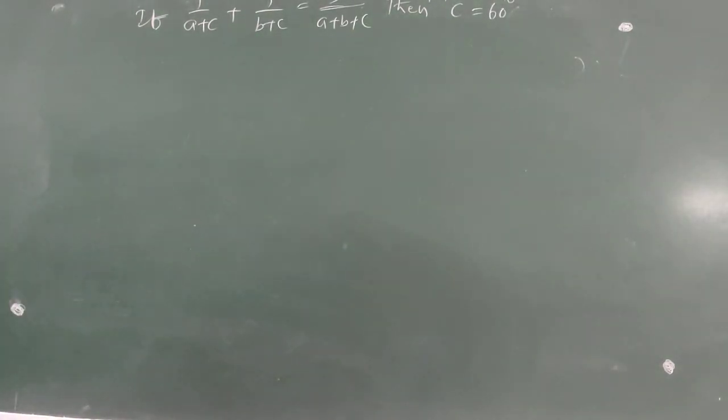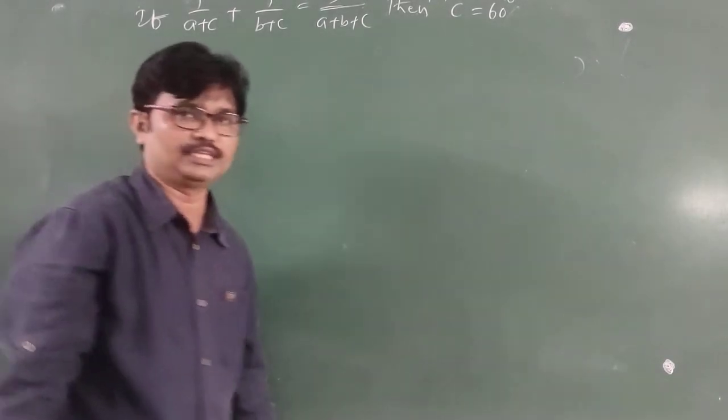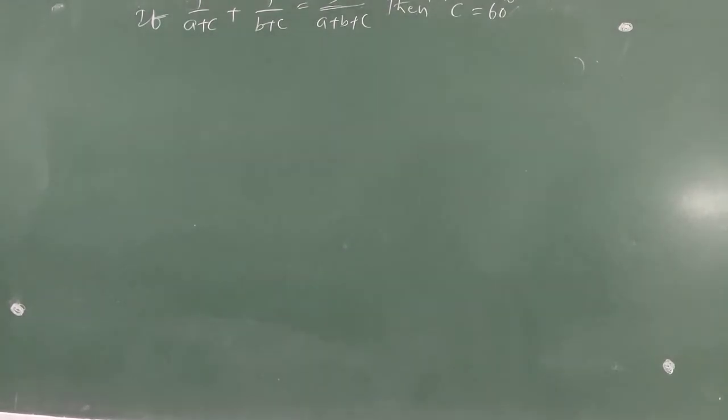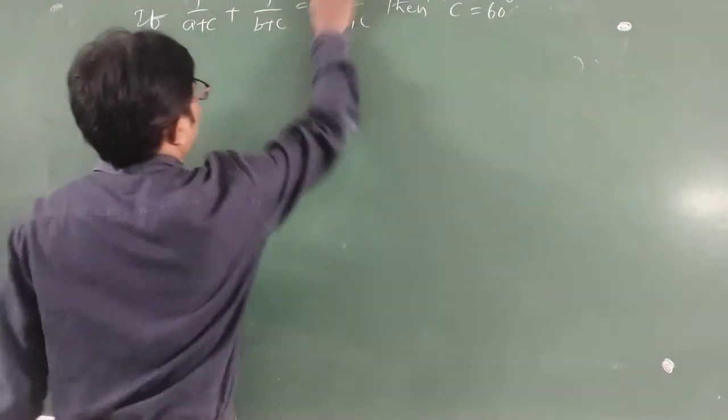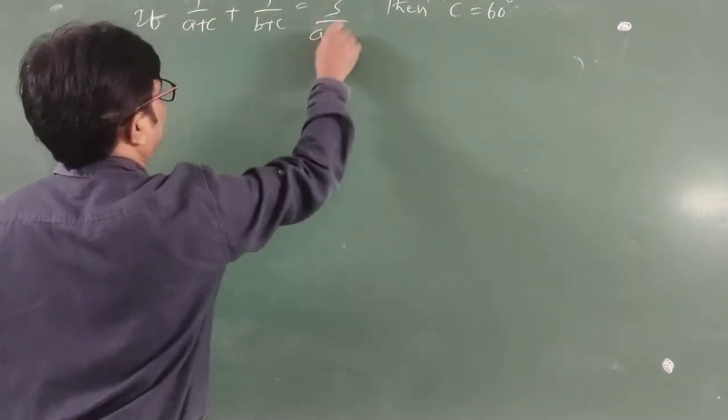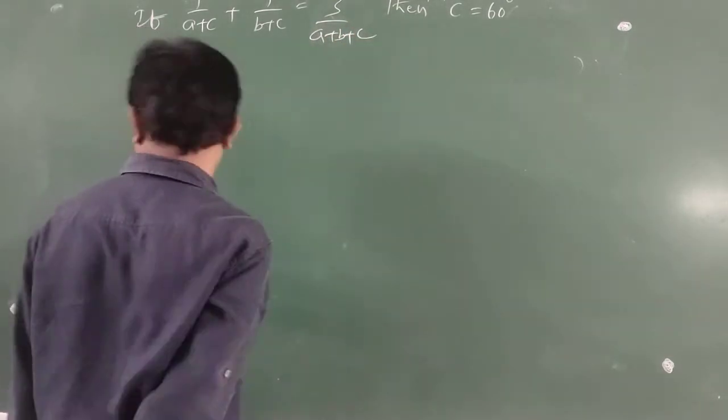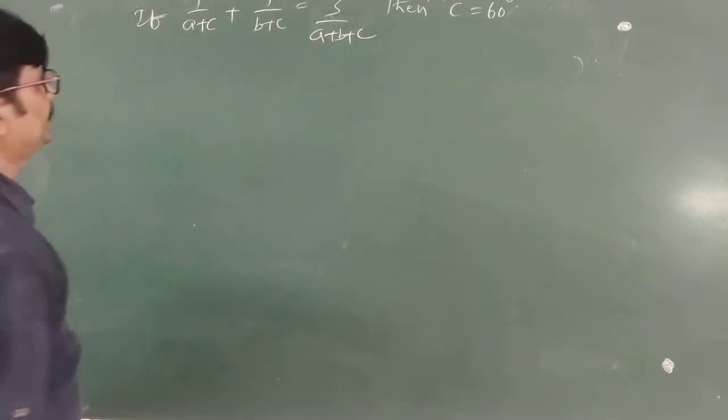1 upon a plus c, 1 by b plus c equal to 3 by a plus b plus c. Then we show that angle c equal to 60 degrees.